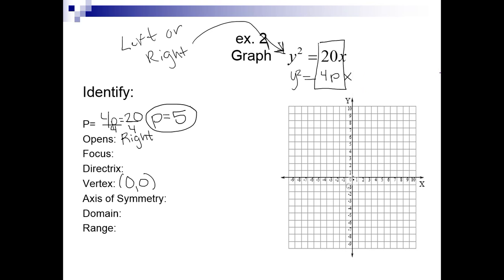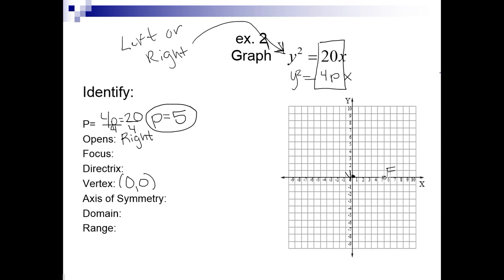I have a vertex of 0, 0, so I'm going to put a V right there. Now, my P is 5. Remember, P is the distance the focus is from the vertex. So I'm going to move to the right 5. 1, 2, 3, 4, 5. This guy right here is my focus.